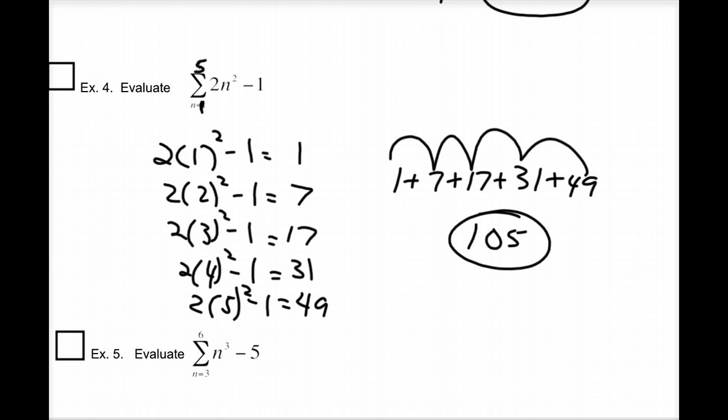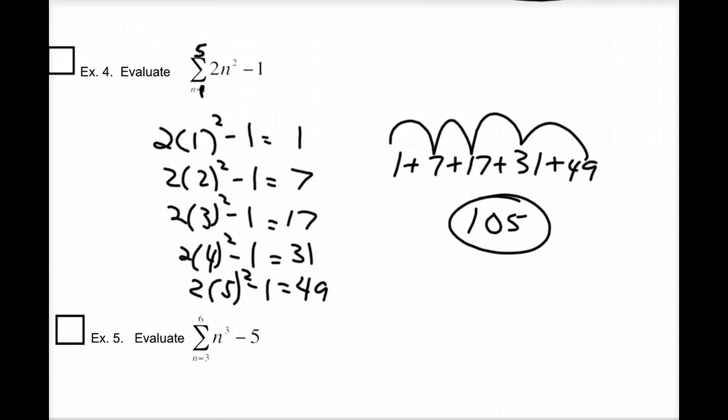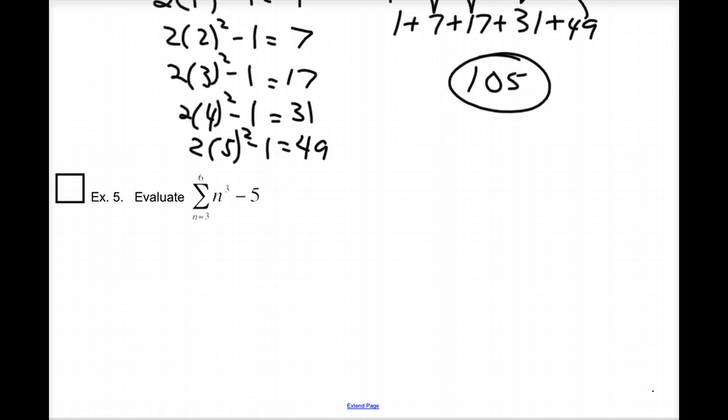So we can't use the sum formula for arithmetic if it's not arithmetic. And make sure you're aware. It might deal with arithmetic or not. This is not. So we're just going to go ahead and plug them in. Add them up. Example 5. Is that arithmetic? It's got a cube in it. That's cubic. That's not arithmetic. So since it's not arithmetic, we're going to plug them in and add them up.